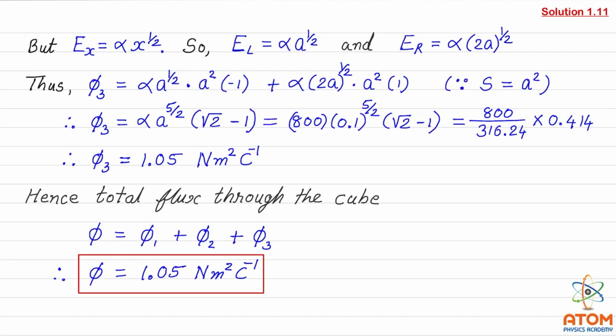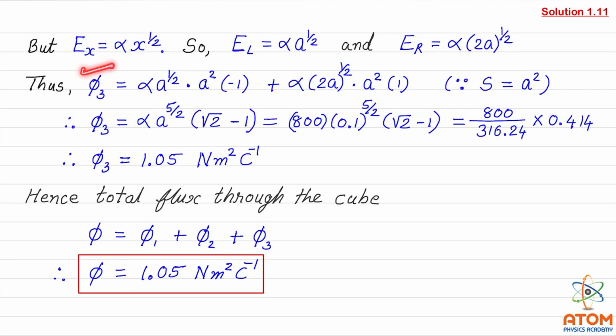Because as I said, the left face is at a distance a. That's why the electric field of the left face, that is EL, will be equal to alpha, and at the place of x we are putting a, so a raised to 1 by 2. And the electric field near the right face, ER, will be alpha 2a raised to 1 by 2, because the right face is at a distance 2a. So the x is 2a, that's why alpha 2a raised to 1 by 2.